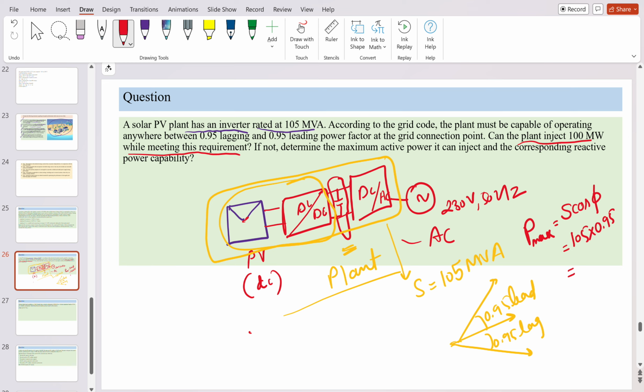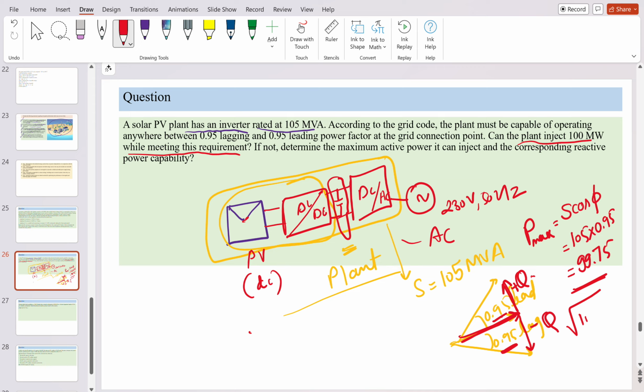0.95, that is equal to 99.75. Okay, so this much capability it has. You can see the real power will be the same here, but the reactive power will be different. It can provide it in the positive direction and also in the negative direction, because it has 0.95 lag and also support from 0.95 lead. So, reactive power supply, how much margin remains?